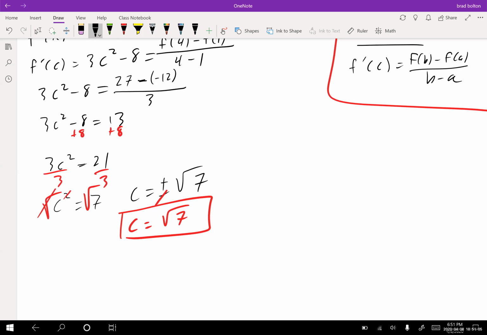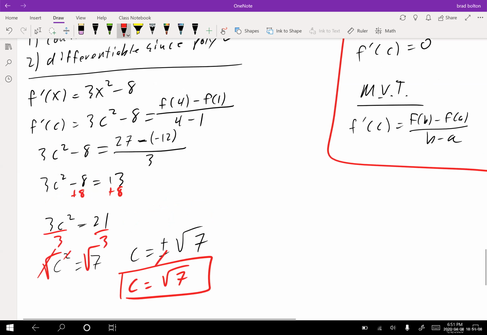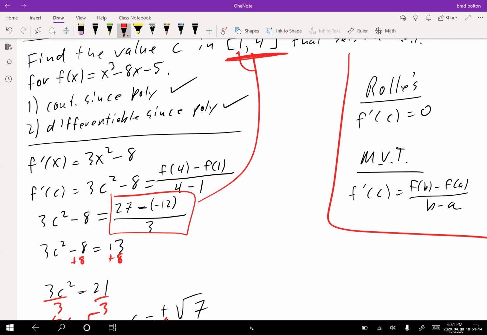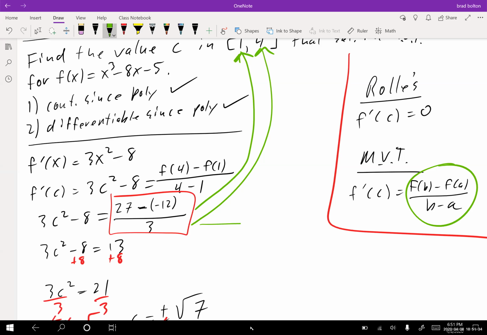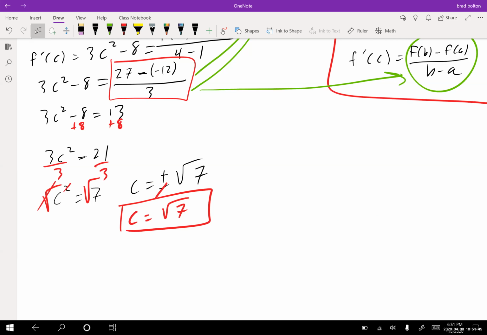Okay. So just keep in mind, all I did was I took 4 and 1 and plugged them in. I took this guy and plugged it in, and this guy and plugged it in. Plug both of those into my function f of x and into this formula over here, right? And then where did the 3c squared minus 8 come from? Well, that's just me plugging c into my derivative. So we're kind of just plug and chugging, I guess. It's no big deal, all right?